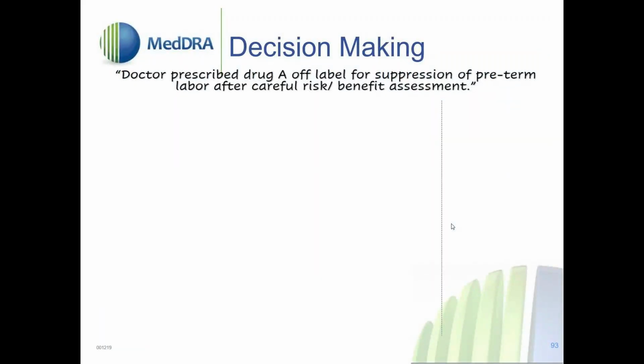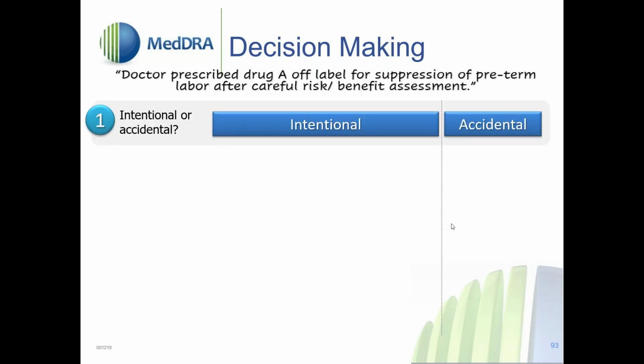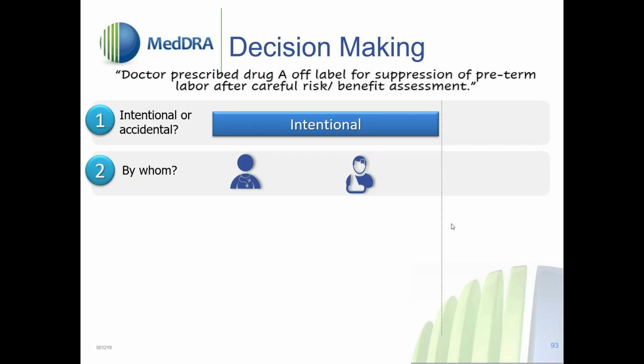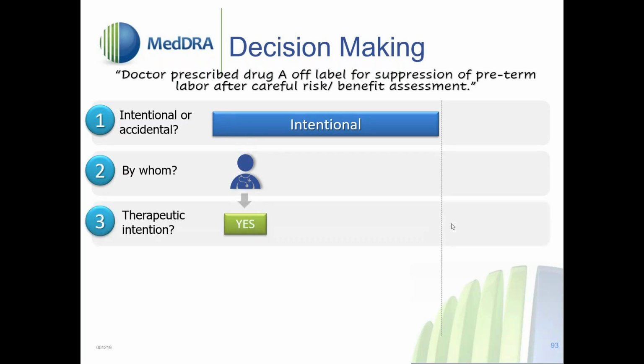So let's use our decision chart again for this scenario. We know it was a conscious decision. It was made after careful risk-benefit assessment. We also know that this decision was made by a healthcare professional, here the doctor, and we know it was made for therapeutic purpose. So this incident can be classified as an off-label use based on our 3 criteria. And because we are also provided with the information that the doctor prescribed the drug off-label, we can select a suitable term under PT off-label use.